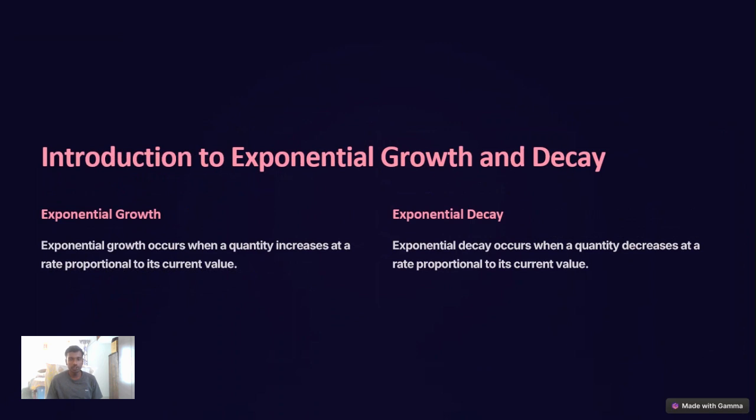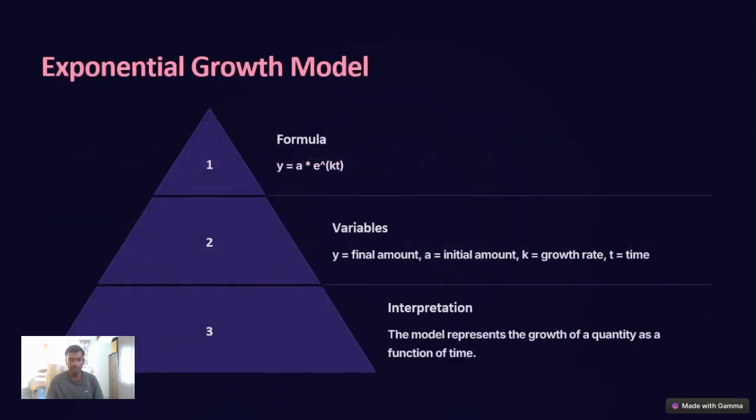Introduction to exponential growth and decay. Exponential growth occurs when a quantity increases at a rate proportional to its current value. Exponential decay, on the other hand, occurs when a quantity decreases at a rate proportional to its current value.